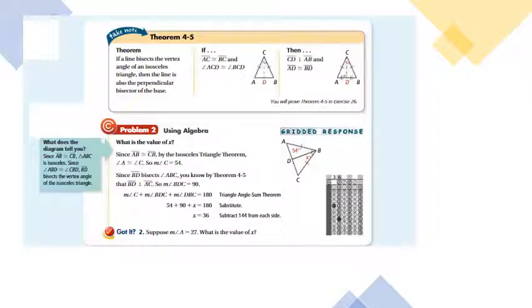Okay, let's see next. Here we have Theorem 4-5. In this theorem, let's read. If a line bisects the vertex angle of an isosceles triangle, then the line is also the perpendicular bisector of the base. So look at this triangle, all of you.